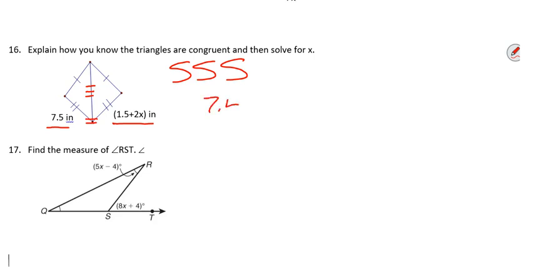So we're going to say 7.5 is equal to 1.5 plus 2x. We're going to subtract the 1.5 from both sides, so that's going to give us 6 is equal to 2x. Divide both sides by 2, so x is equal to 3. And that's all we were solving for. Now if it asks us for the side, and the way we could check this is to multiply 2 times 3, which is 6, and add 1.5 to that.